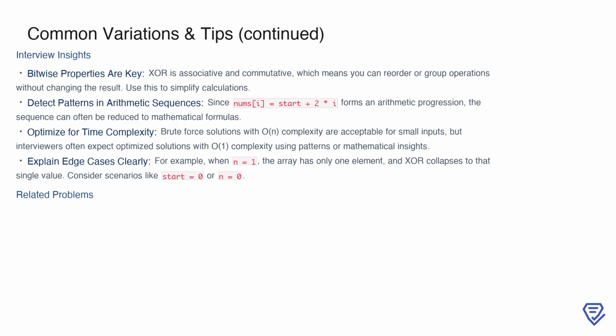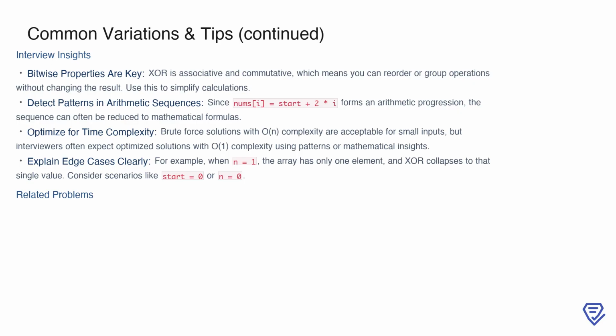Now, let's focus on how to approach this problem in an interview setting. Understanding bitwise properties is crucial. Since XOR is both associative and commutative, you can reorder or group the operations without altering the outcome. This is a powerful property that can help simplify calculations. Another insight is recognizing that nums[i] = start + 2 * i forms an arithmetic progression. By detecting this pattern, you can often reduce the problem to a mathematical formula.